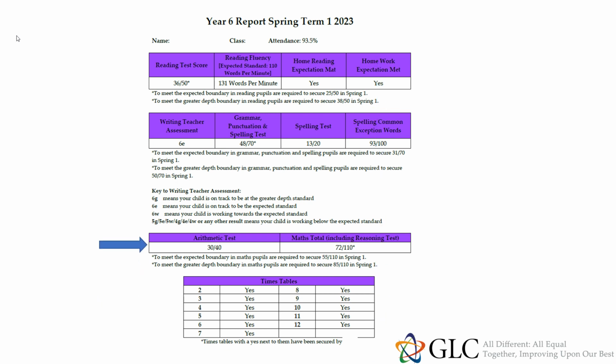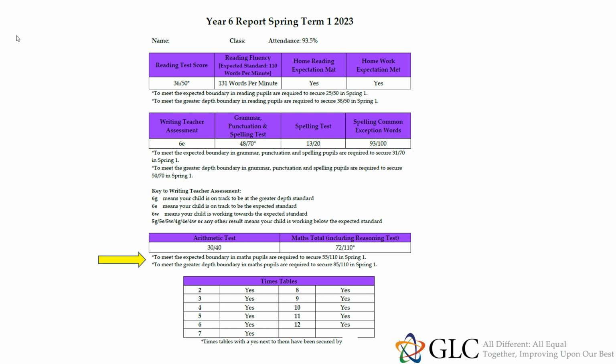Each term, the children take a maths test, which comprises of 2 reasoning papers, which is problem solving, and an arithmetic paper. Each reasoning paper is scored out of 35 points, and the arithmetic paper is scored out of a total of 40 points. The total available marks are 110. You can see here that this child scored 30 out of 40 for their arithmetic paper and earned 72 out of 110 points, which is all 3 papers added together.